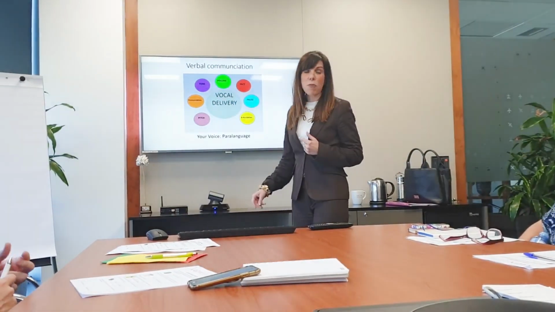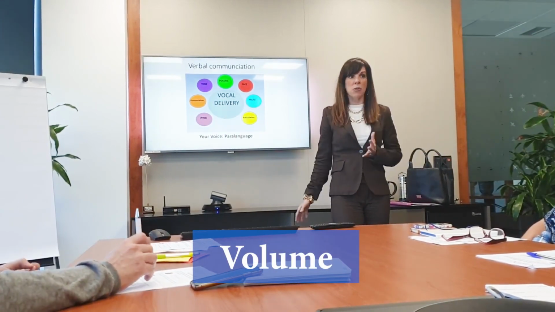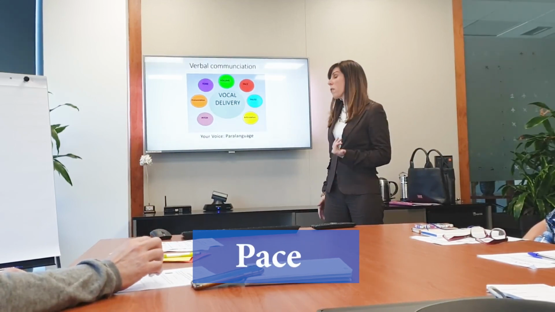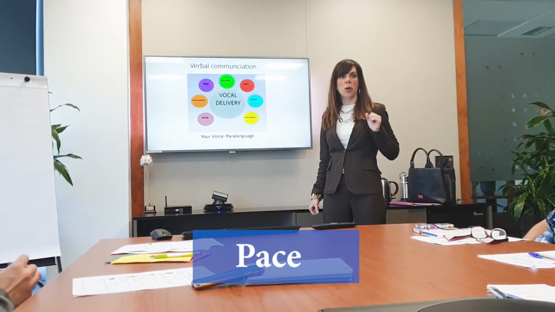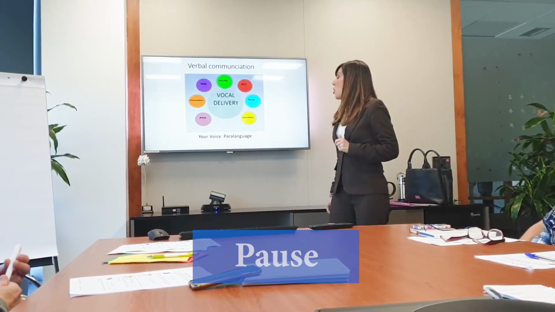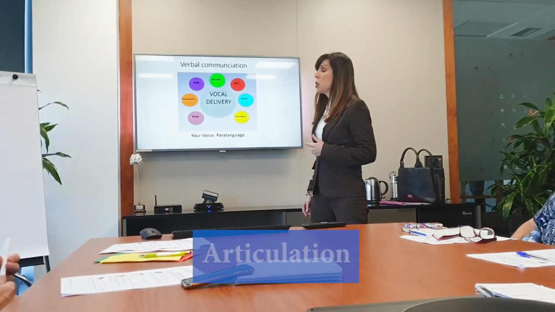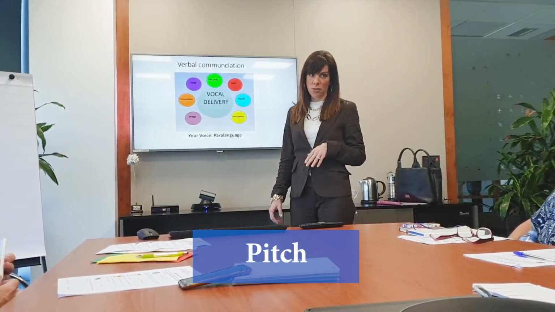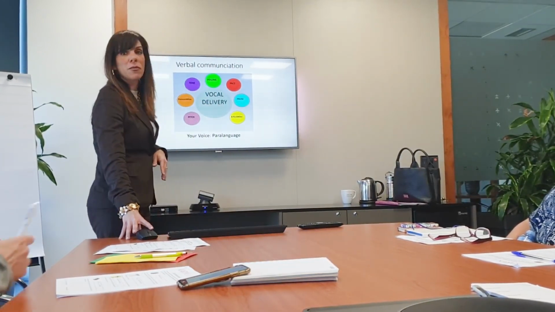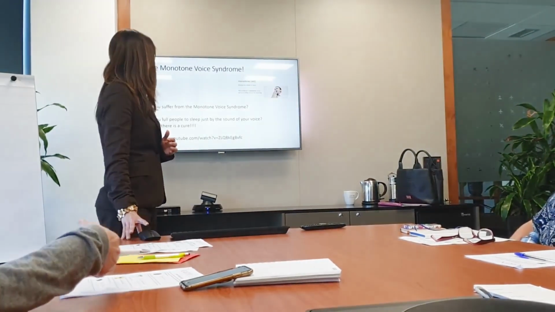Paralanguage is basically everything that you see here. Your vocal variety is your volume, how loud you talk or how soft you talk, your pace, if you are fast or if you're slow in your delivery, your pause, your articulation, how you pronounce or enunciate the words, your pitch, higher or lower, and so forth. So these are all of the different ways that you can change your vocal variety when you're speaking.